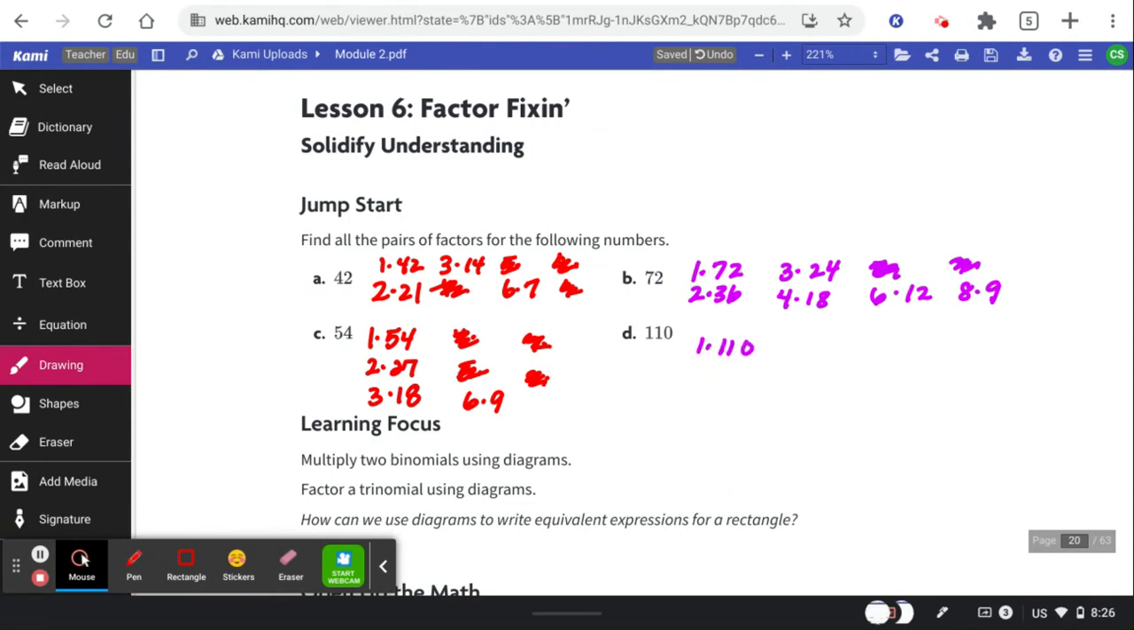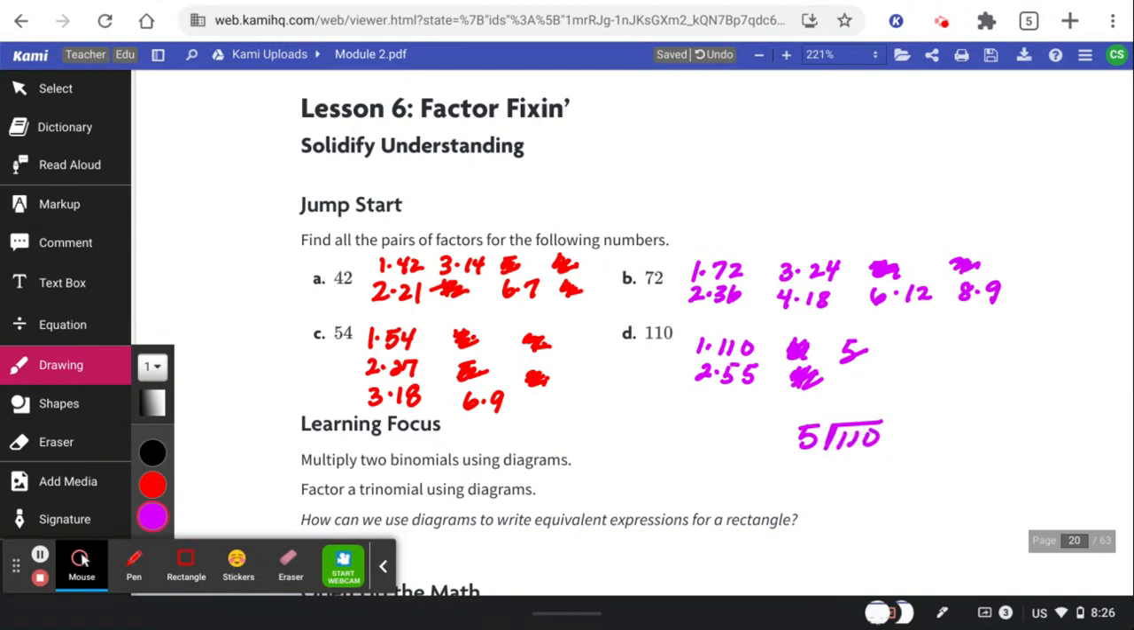1 times 110. 2 times 55. 3 doesn't go in. 4 doesn't go in. 5 goes in. 22 times.